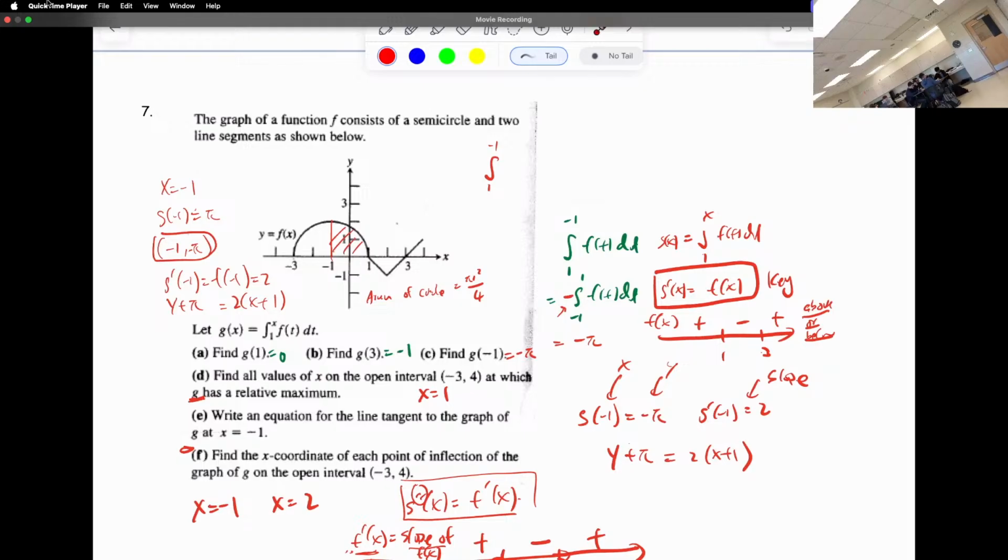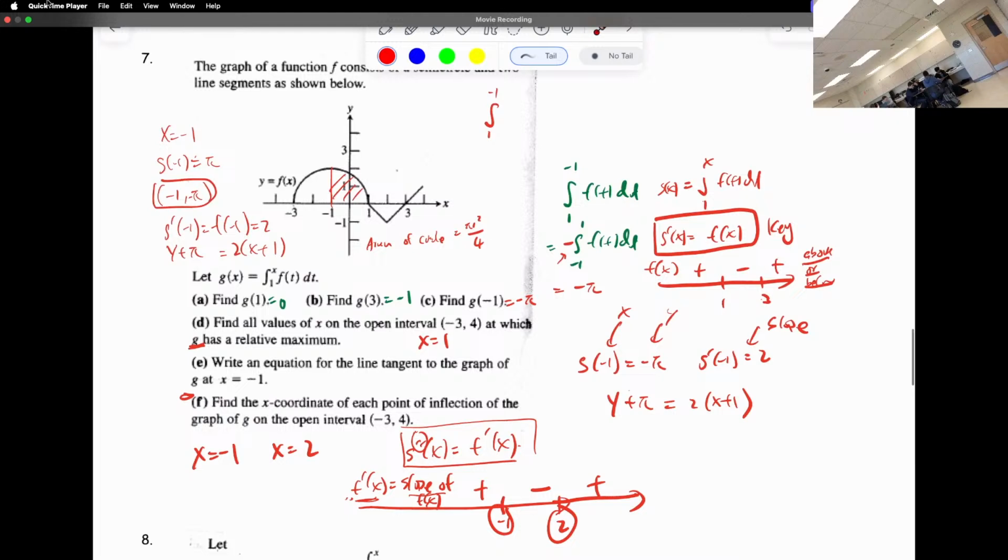So I look at F prime x, I do a number line for F prime x, which is looking at the slope of f of x. The slope before -1 is positive, after -1 is negative, all the way to 2, and from 2 to whatever is positive.